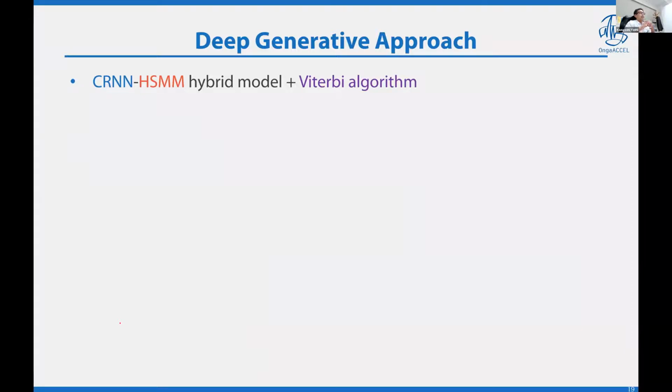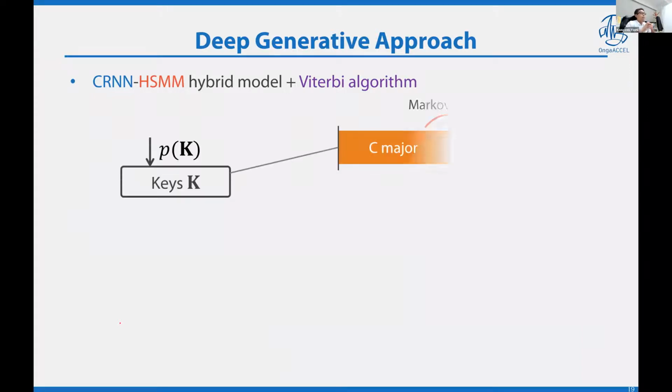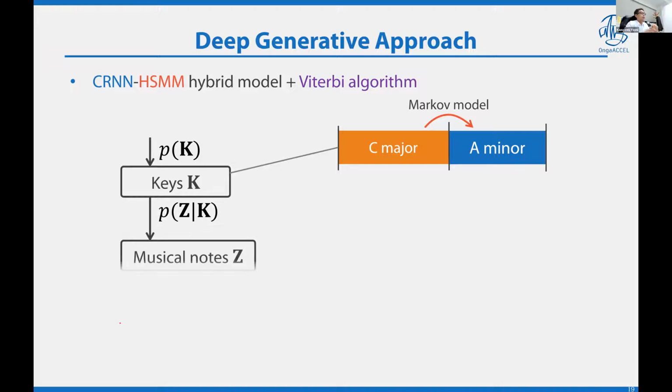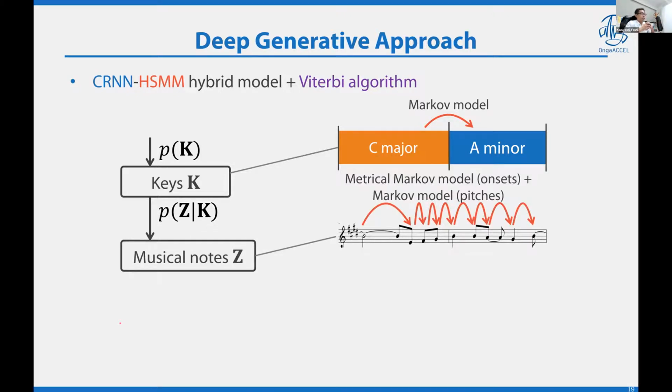Okay, so this is a deep generative approach to singing transcription for popular music. First, we assume that there is some sequence of keys following a Markov model, like C major key to A minor key, or something like that. Then a sequence of musical notes is stochastically generated according to two Markov models. One is a metrical Markov model for onset transition. The other is a Markov model for pitch transition. Here we assume that onsets and pitches are independent. This is a very strong assumption, but it works for this kind of transcription purpose.